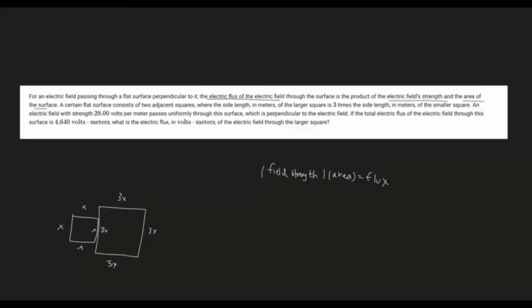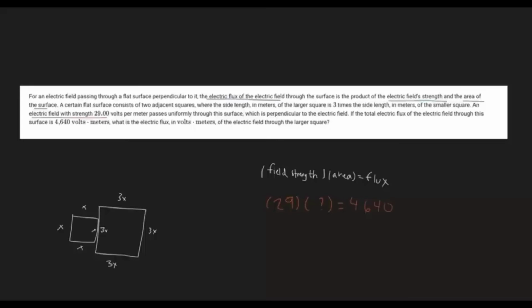Right, so that's a lot of information there, but essentially it boils down to electric field times area equals the flux, all right? And you can see that they've given us the electric field strength, which they say is 29 volts per meter. So 29 is going to be our electric field strength. And now the thing with the area is we don't know what the area is, but we can solve for the area because they've given us the total flux that affects both the small and large square. So the total flux is 4,640 volts times meters, right?